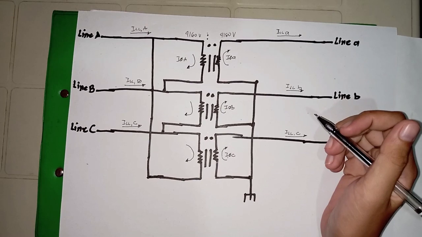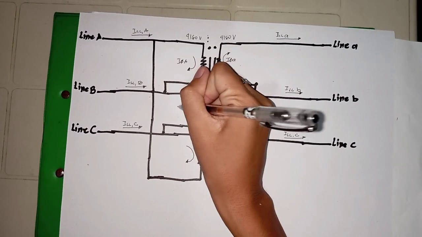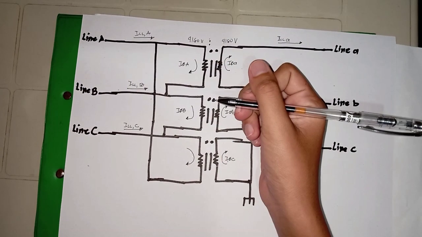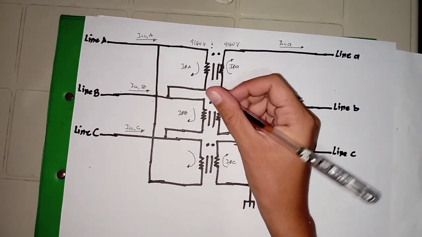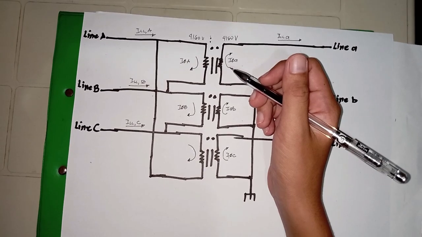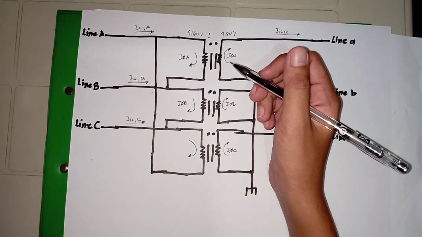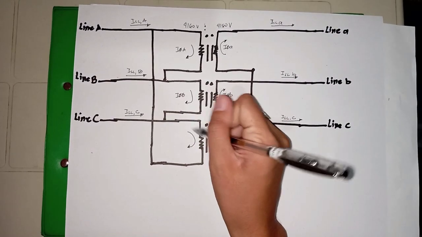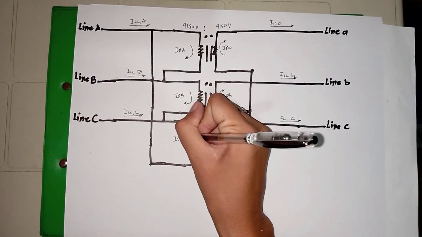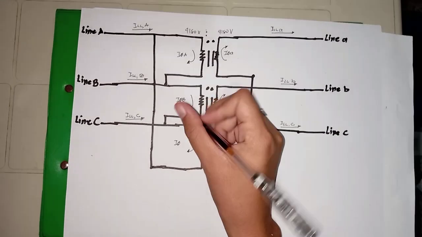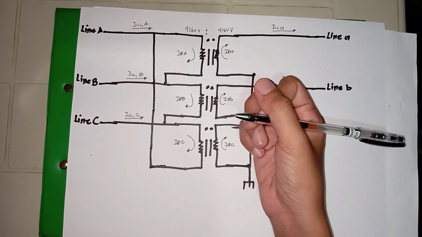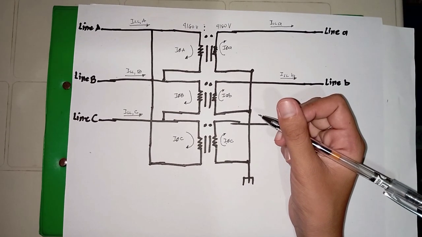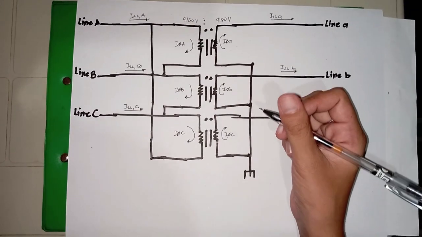Similarly, the phase B current must flow into the dot on the primary side to make secondary phase B current flow out of the dot on the secondary side. And lastly, phase C current must flow into the dot on the primary side to make secondary phase C current flow out of the dot on the secondary side.